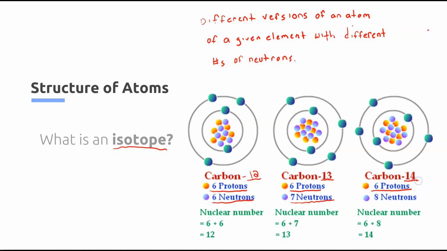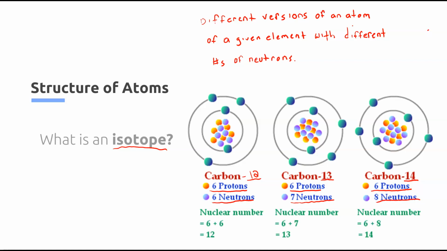Finally, carbon 14. 6 protons plus 8 neutrons. Okay, so carbon 12, carbon 13, and carbon 14 are all isotopes of carbon. They have a different number of neutrons. Now they will have different chemical properties because they have different numbers of neutrons.